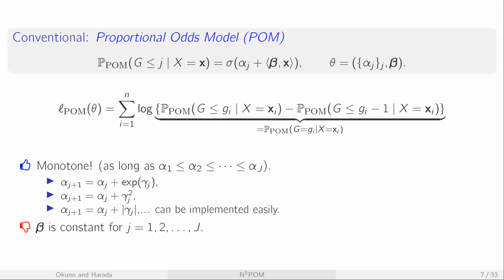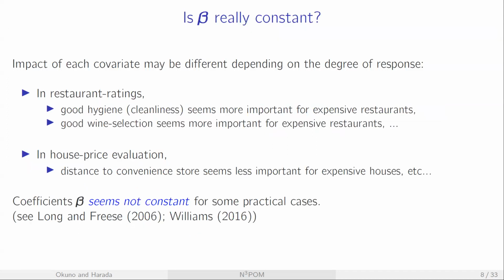But the coefficient beta is constant here. So this means that the POM is a bit restrictive. It has only a low expressive power. The problem here is whether the coefficient beta is really a constant. Actually, it is widely known that the coefficient is not constant in some situations. For instance, in restaurant ratings, good hygiene seems more important for expensive restaurants, and good wine selection seems more important for expensive restaurants, and so on. In house price evaluation, the impact of the distance to a convenience store seems less important for expensive houses, or something like that. So the coefficient beta seems not constant in some practical cases.